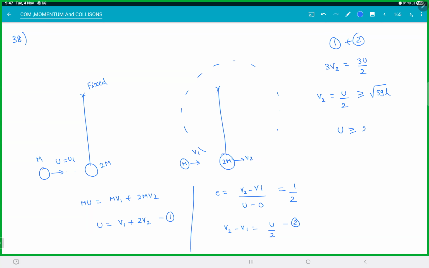Therefore, u must be greater than or equal to 2 times root 5 gL, so the minimum speed is 2 root 5 gL. Make sense?